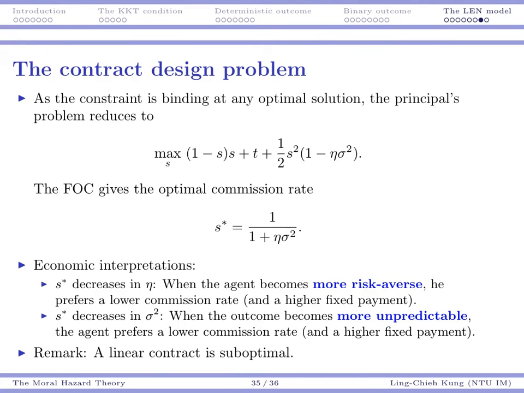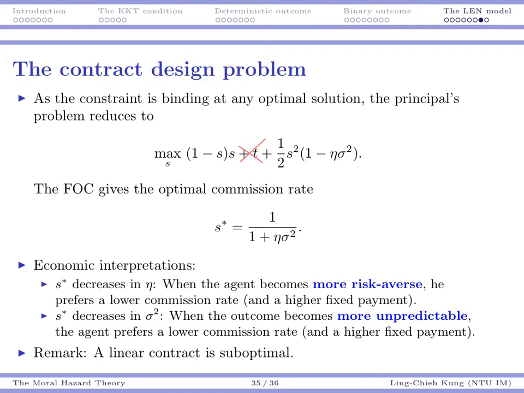Obviously, the constraint must be binding at any optimal solution. So the principal's problem can be reduced to this one. You can see there is a typo. There should not be this term s, a, t. Now we want to choose s to solve this obviously concave function. The first order condition gives us the optimal commission rate in this format. So that's the analytical solution of this principal-agent problem.